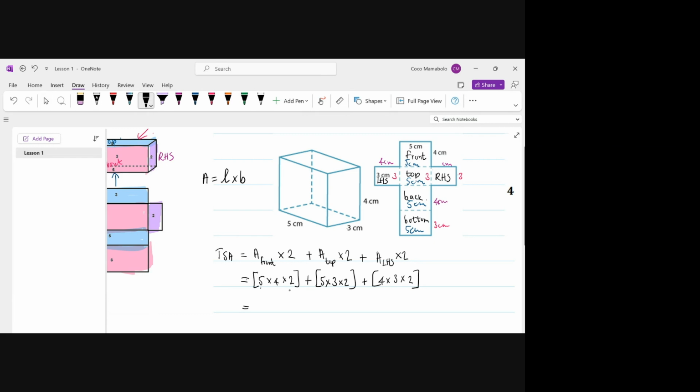So we're going to get 5 times 4 times 2. That's 40 plus 30 plus 24, which is equal to 94 centimeters squared. Now remember, it is an area. Even though it's surface area, it's still an area. So our answer must come in centimeters squared.